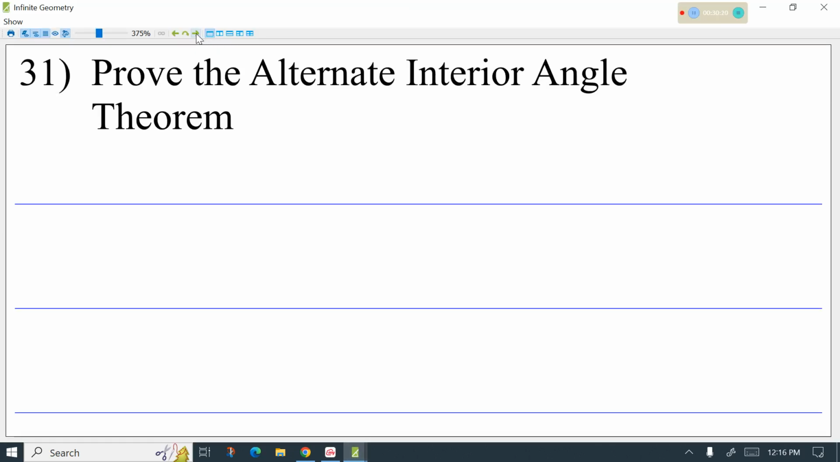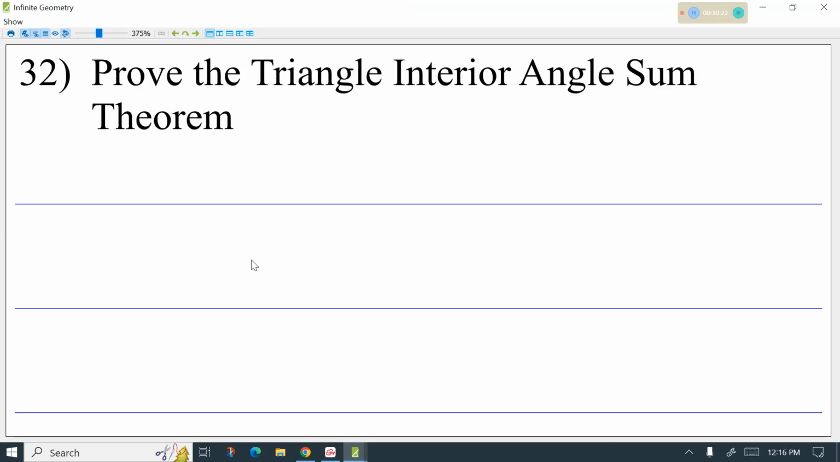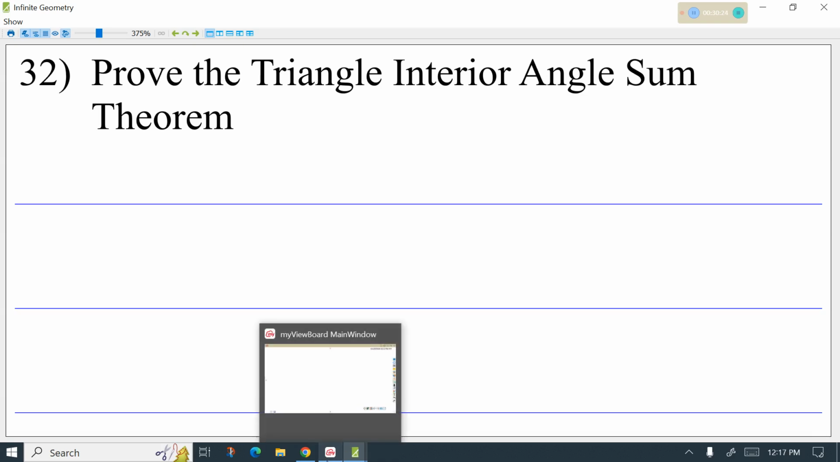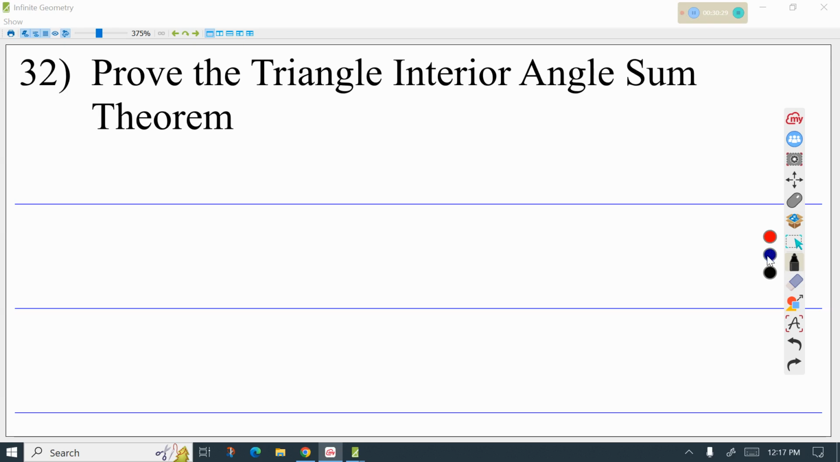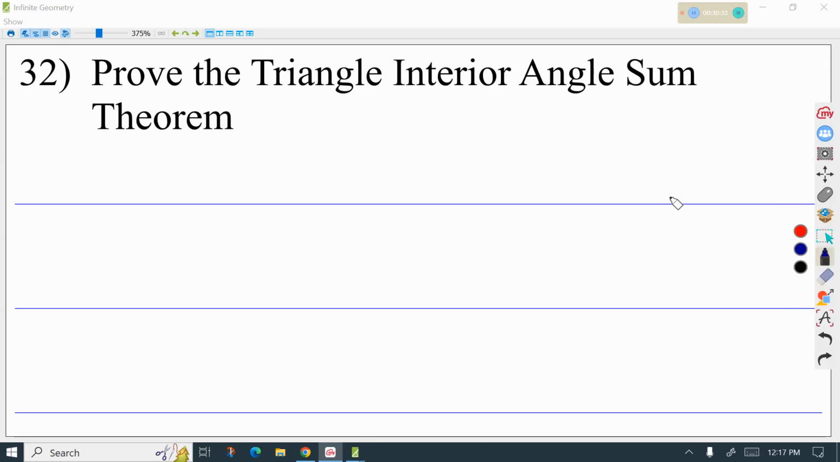Okay, so now we get to the next one, number 32, the triangle interior angle sum theorem. So for this one, we will need some parallel lines, okay? So I'll pause the video for a second so I can save some time here.